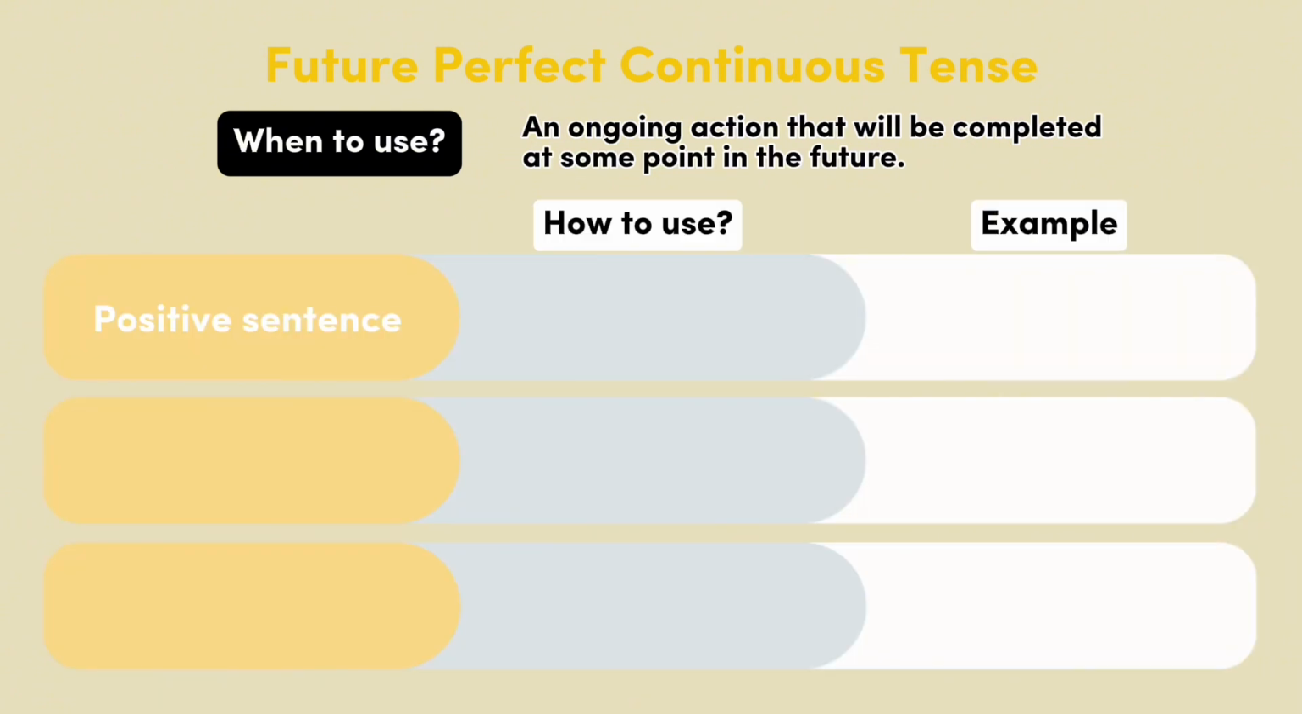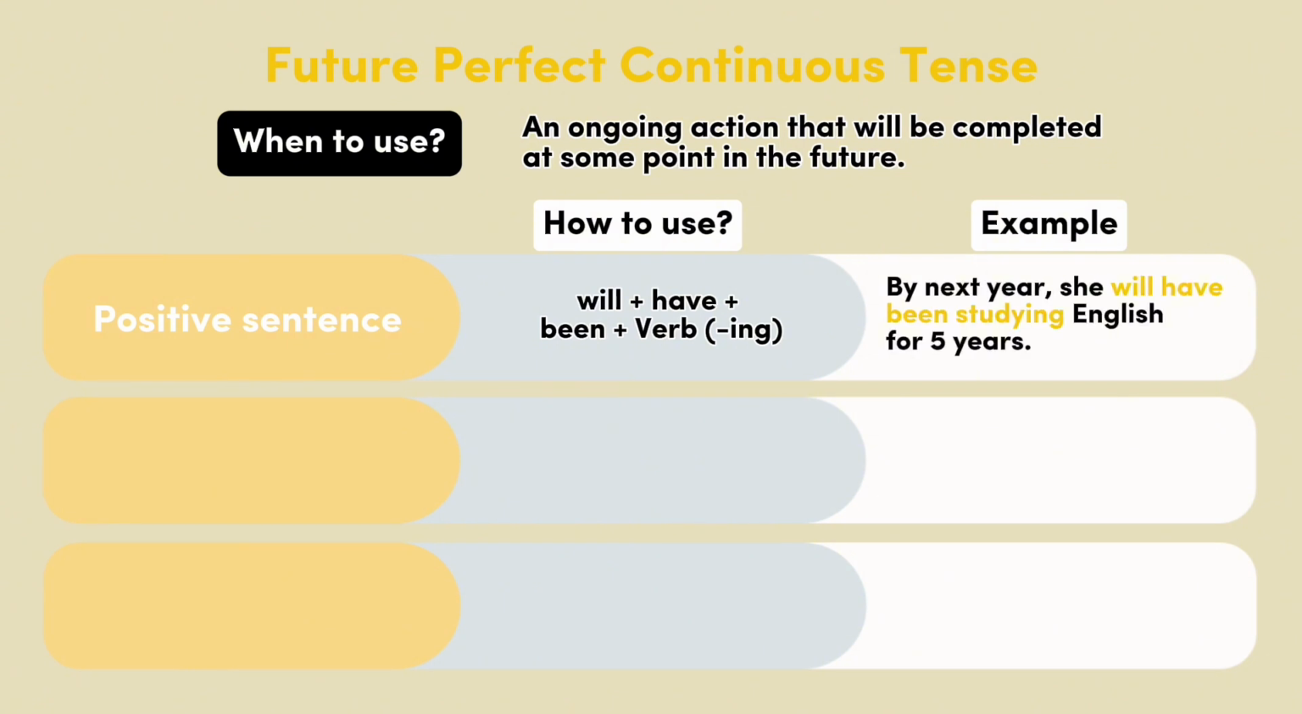Positive sentences: to form the future perfect continuous tense, use the auxiliary verb will have been followed by the present participle, base form plus ing of the main verb. By next year, she will have been studying English for 5 years. Context: she started studying English 5 years ago, and by next year, she will have completed 5 years of continuous study.